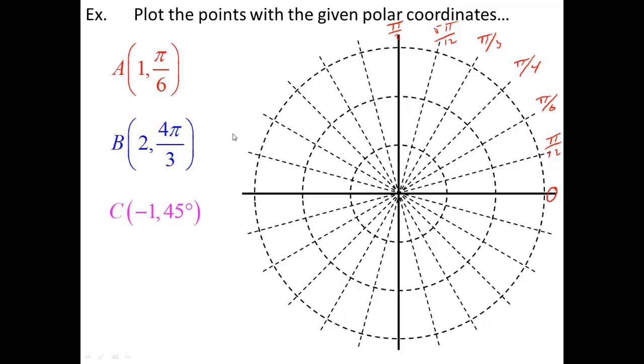So I would find my angle pi over 6, which is this spoke right here, and then I'm just going to plot a point with a radius of 1. In other words, I'm going to plot a point on the first circle out from the pole, which is right here. So there would be my point A.